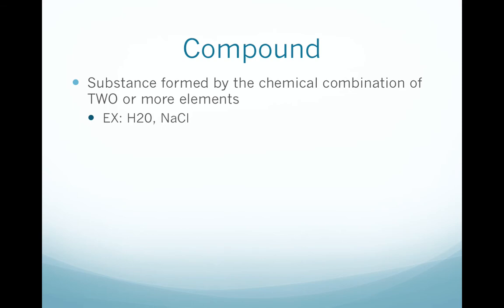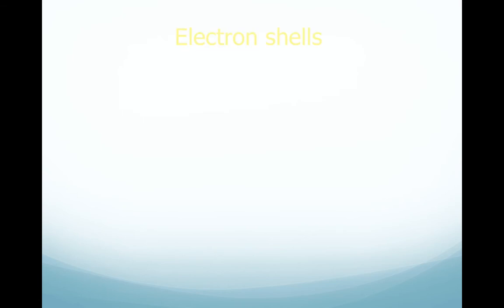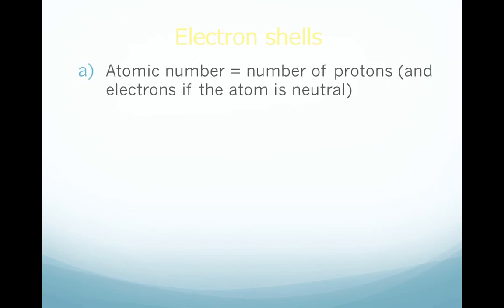The vocabulary term that we will use as we go along in this class: a compound is a substance that's formed by a chemical combination of two or more elements. Now we're going to look more at electron shells and their characteristics, and that's going to lead us into how bonds are formed. So, electron shells.